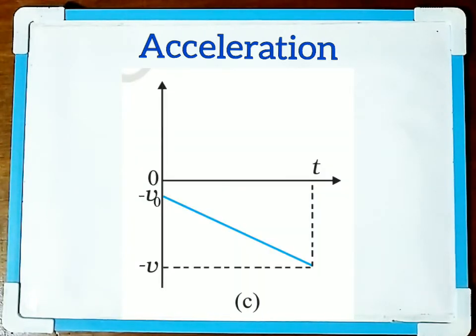Then in the third case, this is the motion of a car moving in the negative x direction, since the velocity starts from an initial velocity of minus v0 and the final velocity is minus v. So the car is moving in the negative x direction, opposite to the positive x direction. Hence the acceleration in this case is negative.